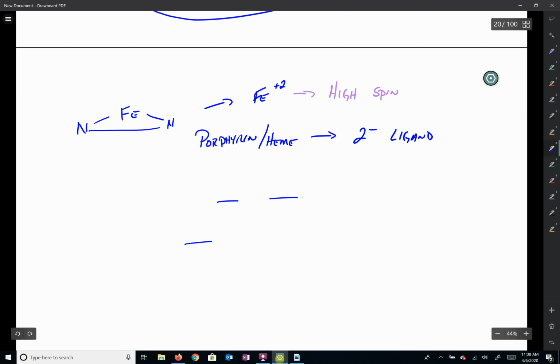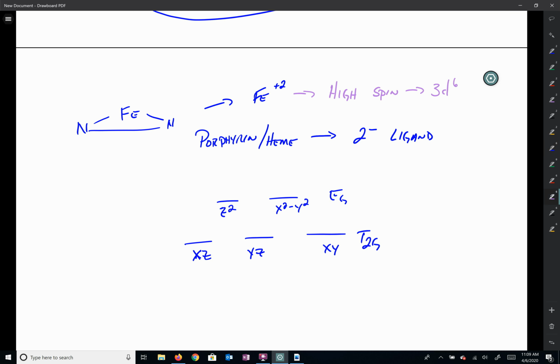All right, that means we got our T2g set and our eg set. It's our xz, yz, xy, z squared, and x squared minus y squared. Okay. So if we're a high spin iron 2+, that means we are a 3d6. That is our electron configuration. So we'd go 1, 2, 3, 4, 5, 6.